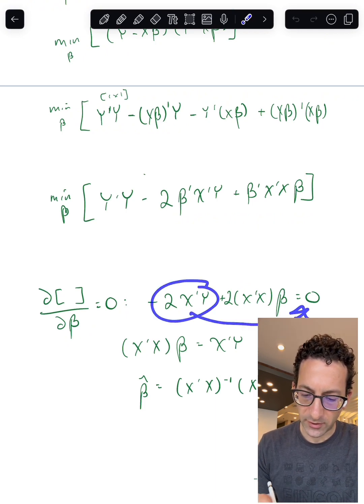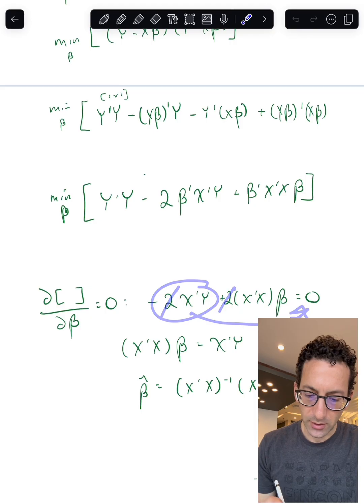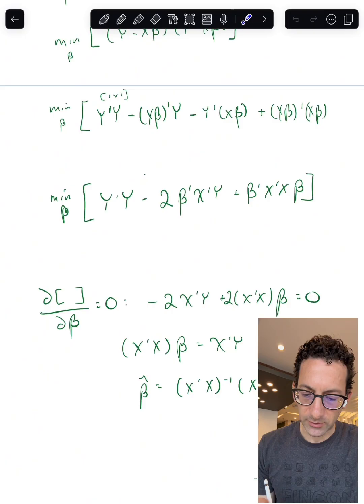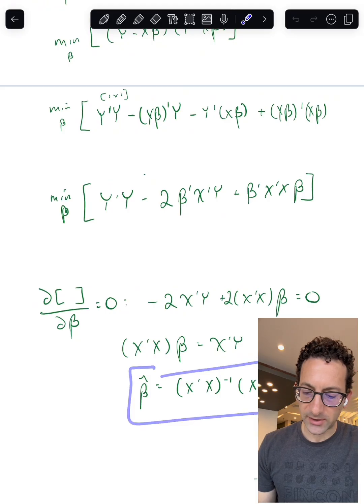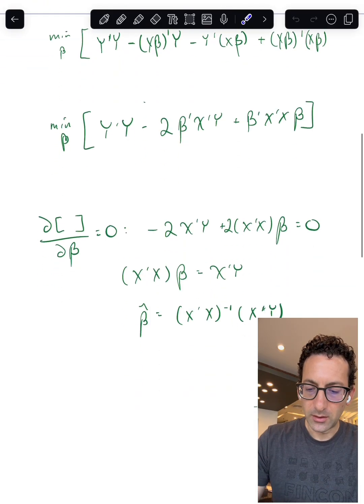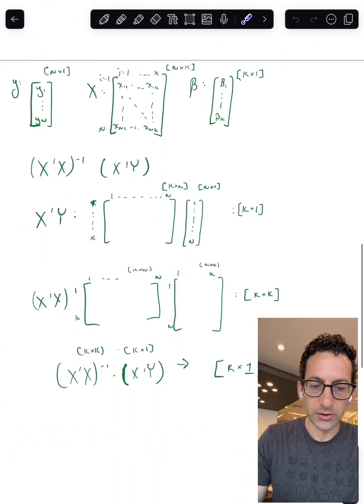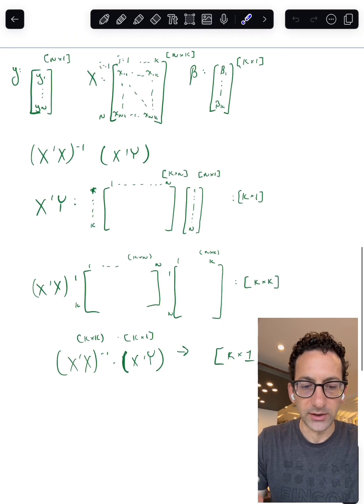Bring this over to the other side, cancel out 2. We get X prime X beta equals X prime y. We can invert this to get rid of it on the left-hand side. And we get the famous equation: beta equals (X prime X) inverse X prime y. So let's look at this a little more closely and see how it relates to real data.